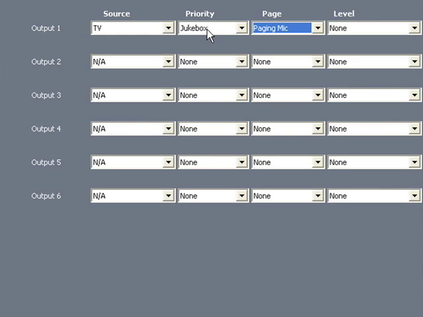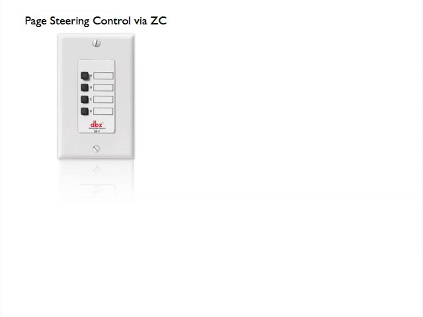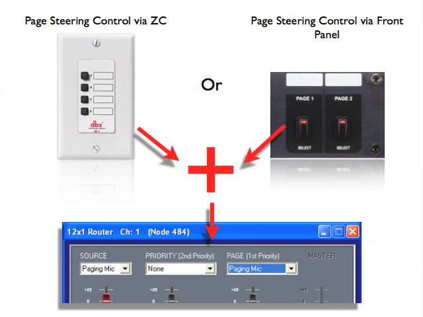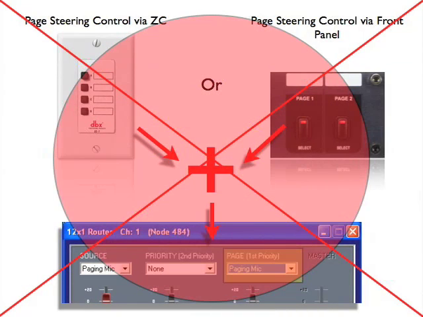When using the mic line 1 or mic line 2 inputs as your paging input, do not program these inputs for page steering from the ZC or front panel, and also assign them as static pages. If you program these inputs for static paging and dynamic page steering simultaneously, you will lose the dynamic page steering capabilities because you assigned it as a static page.